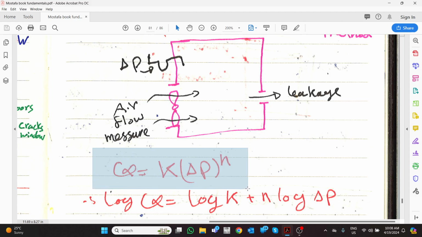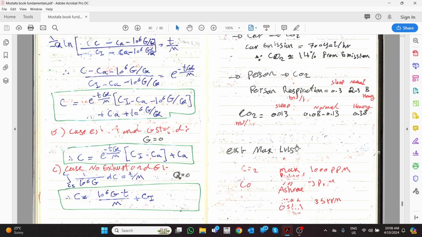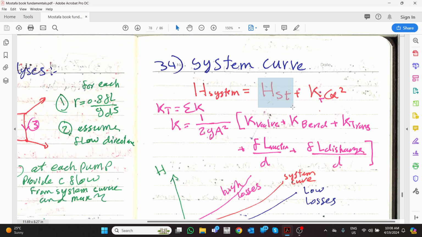Its expression is very simple: Q = K delta P to the power n. If we remember from before, forget the static head now because the zone is one zone. So head is equal to K Q squared. In another way, Q equals a constant, because K is constant, divided by 2g, and so on. So Q equals some constant multiplied by delta P to the power of one half.